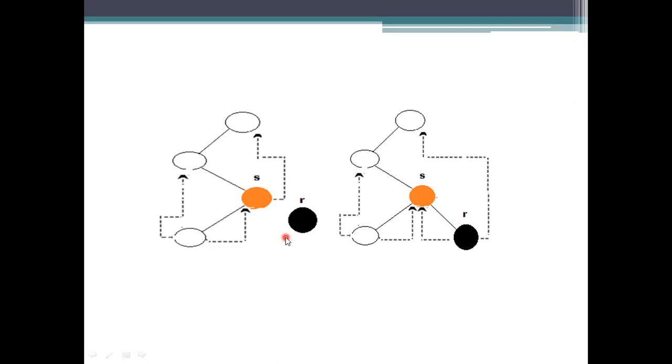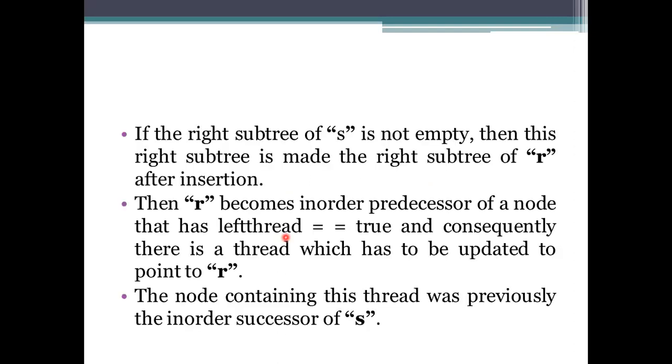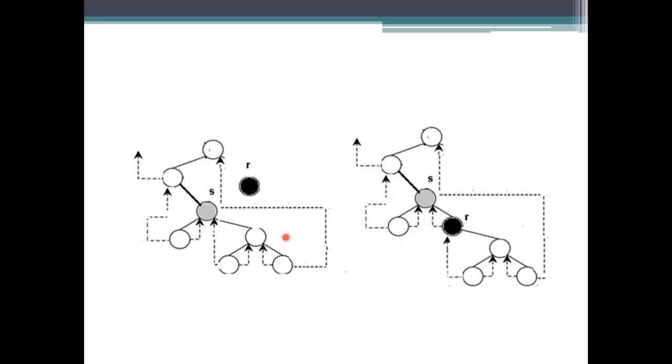If not, it means the right subtree is not empty, so there is no empty space for it. What we need to do is make room in the right subtree. This R, which we have been using for the processing, becomes the in-order predecessor, and the left thread will be considered as true here. And coming to the other processing, we need to make these updates to the tree.